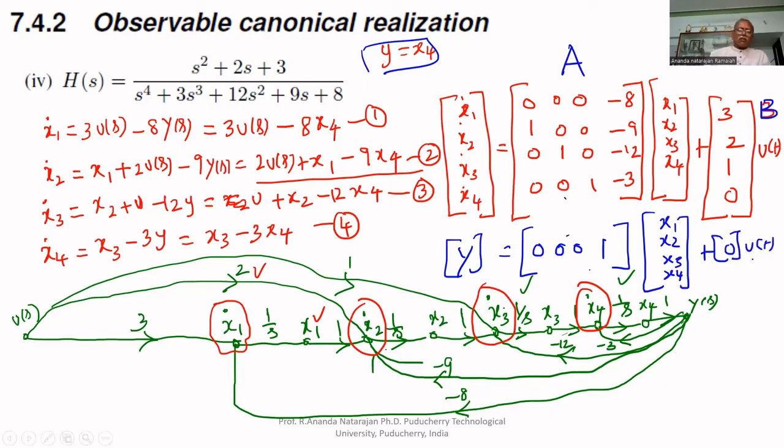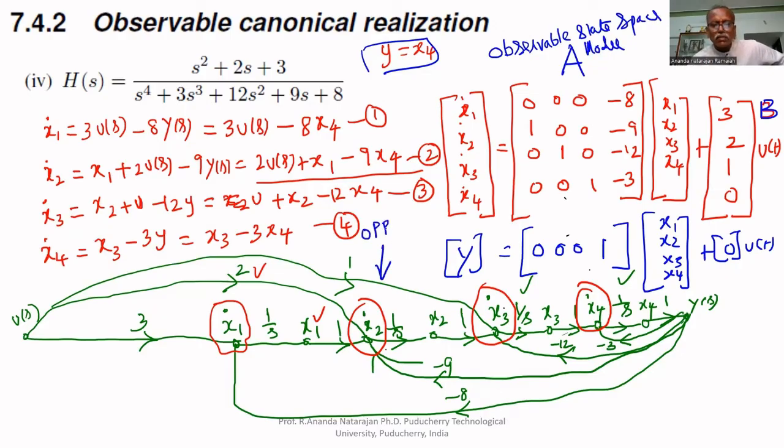This is the observable state space model. This is the observable physical realization, the hardware model. This is one integrator, two integrators, third integrator, and fourth integrator. Four integrators and summing blocks form this circuit.